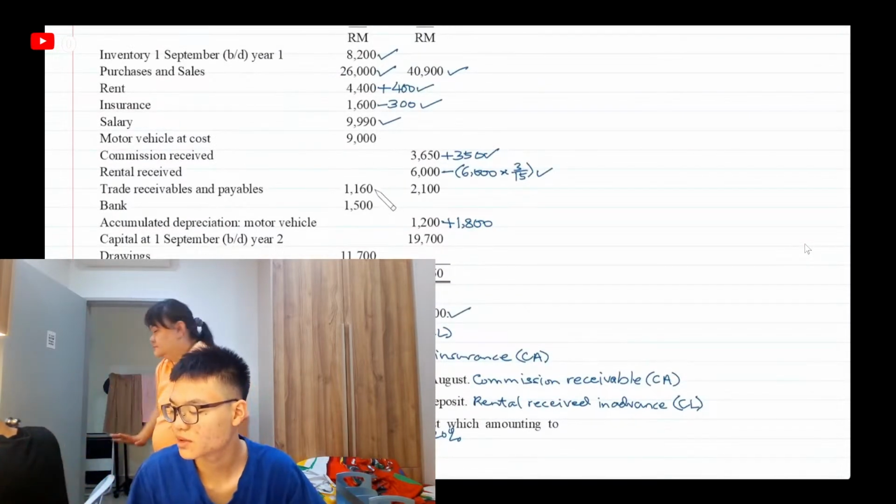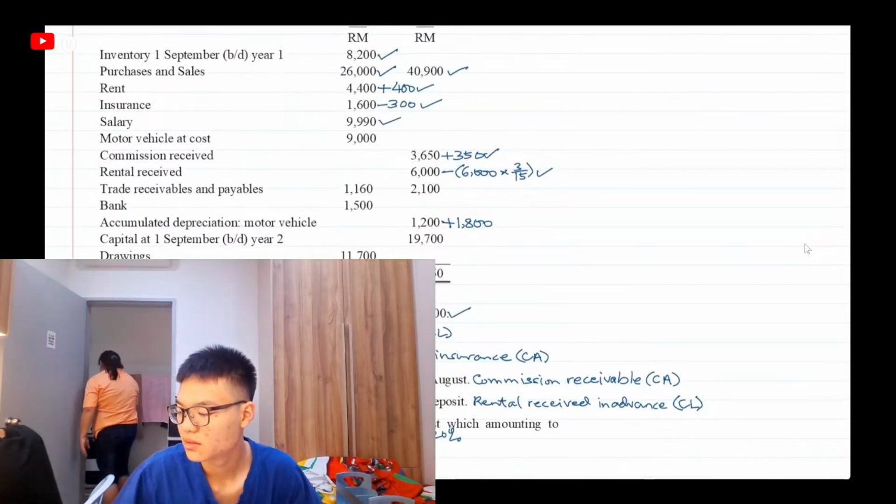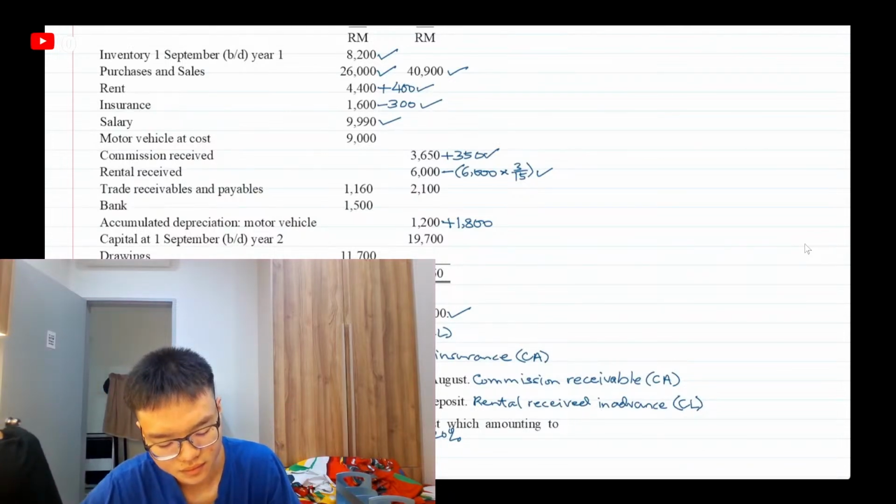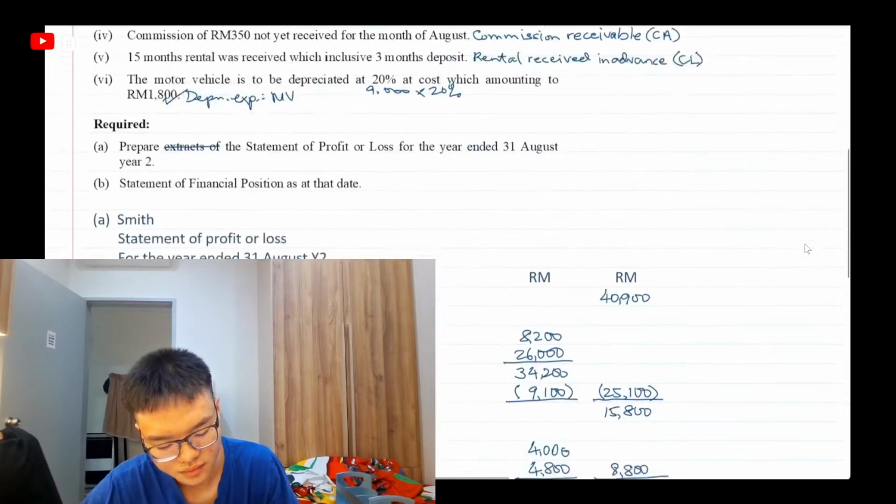Trade receivable is an asset, bank is an asset, going on. Now don't forget to look down here. Now I look down here, I have a depreciation expense, 1,800 ringgit.